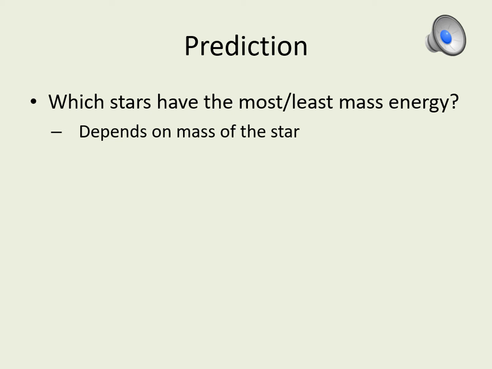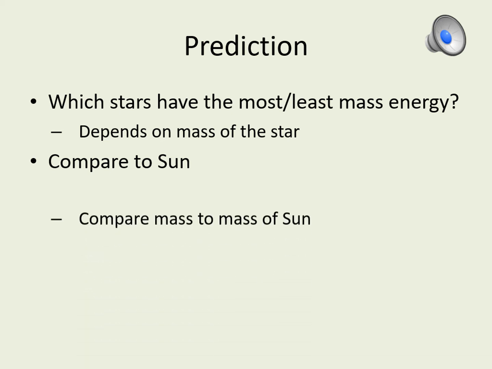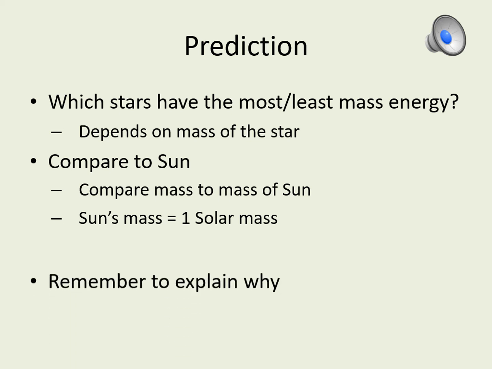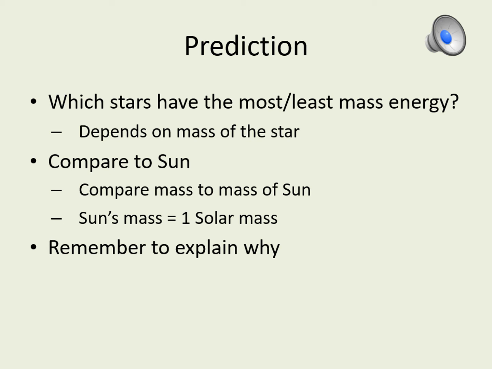The other part of the prediction is asking how this energy will compare to the Sun's lifetime energy production. Once again, the masses are what is important here, so you should be comparing the masses of your stars to the mass of the Sun. Notice that the masses in the table are given in solar masses, and that the Sun has a mass of 1 solar mass. Remember that when you give your predictions, you need to explain why. That's what shows that you have an understanding of what the question is asking and what physically is going on here.